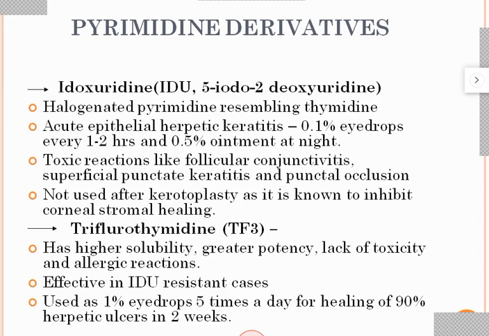Other one is trifluorothymidine, otherwise called TFT. It has high solubility, greater potency, and lack of toxicity and allergic reactions when compared to idoxuridine. It is effective in idoxuridine resistant cases. It is used as 1% eye drops 5 times a day for healing of 90% of herpetic ulcers in 2 weeks. So the drug should be given at least for 2 weeks.